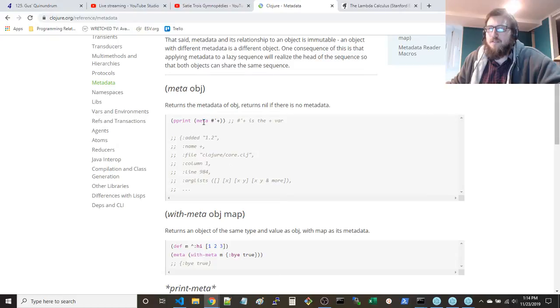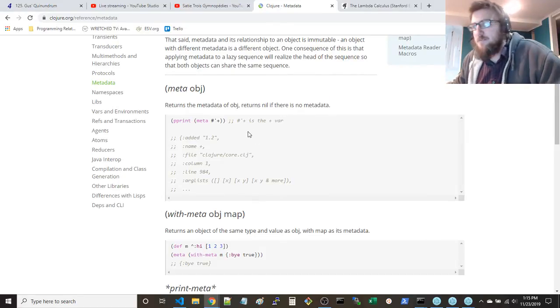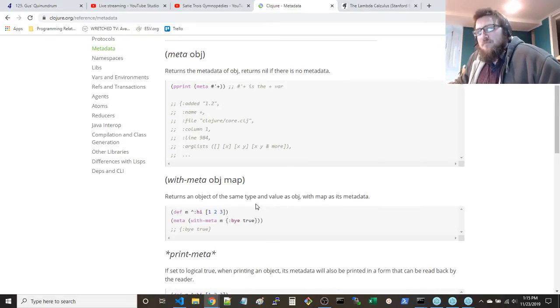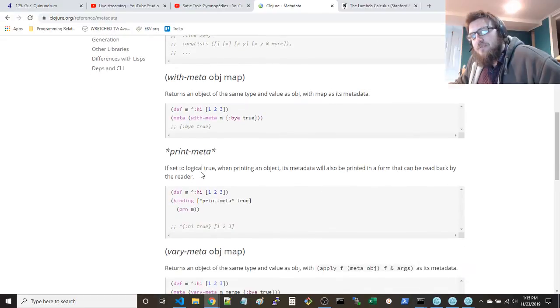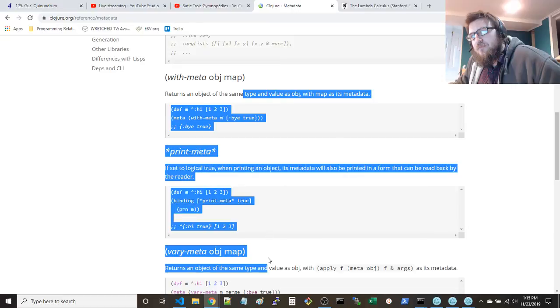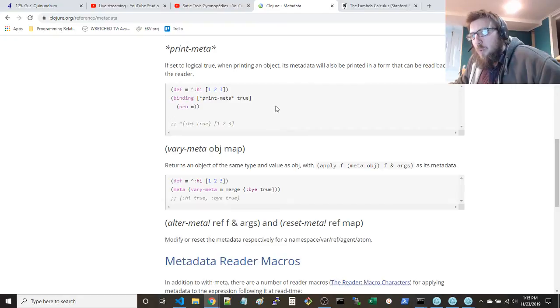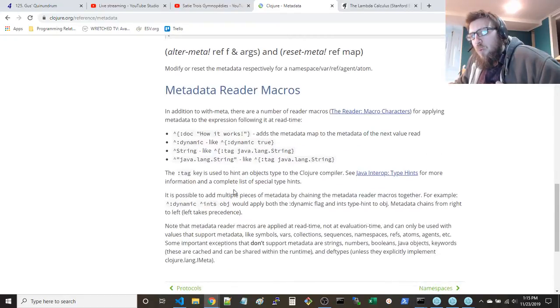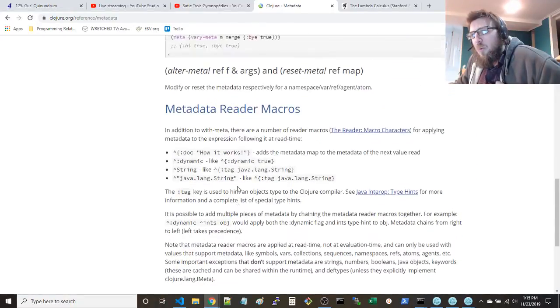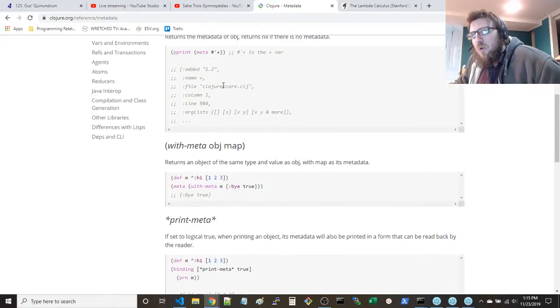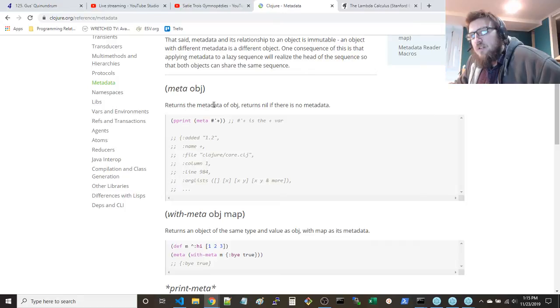Alright, I probably just need to read some more then. Metadata of an object, if there is no metadata, returns an object of the same type and value with a map as its metadata. Print meta. If there is no metadata. You gotta be kidding me.